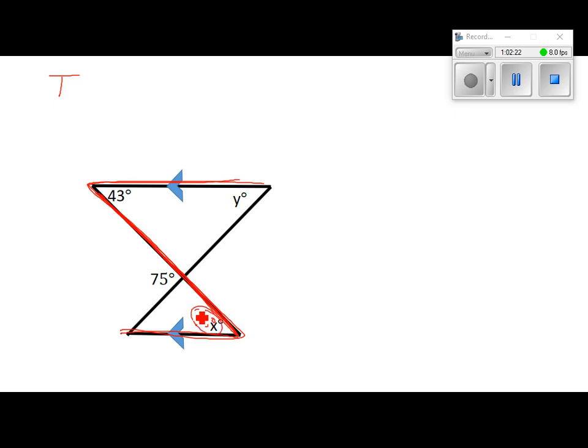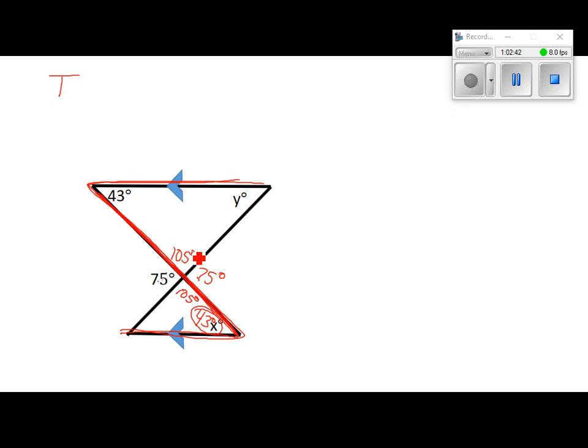What can you tell me about, if this angle's 75, what can you tell me about this angle over here? 75. They didn't say that we need to find it, but we're gonna put it in there. And that means this angle's 75, what's this angle? 105. That means the other one's 105 also. This one up here is 105.